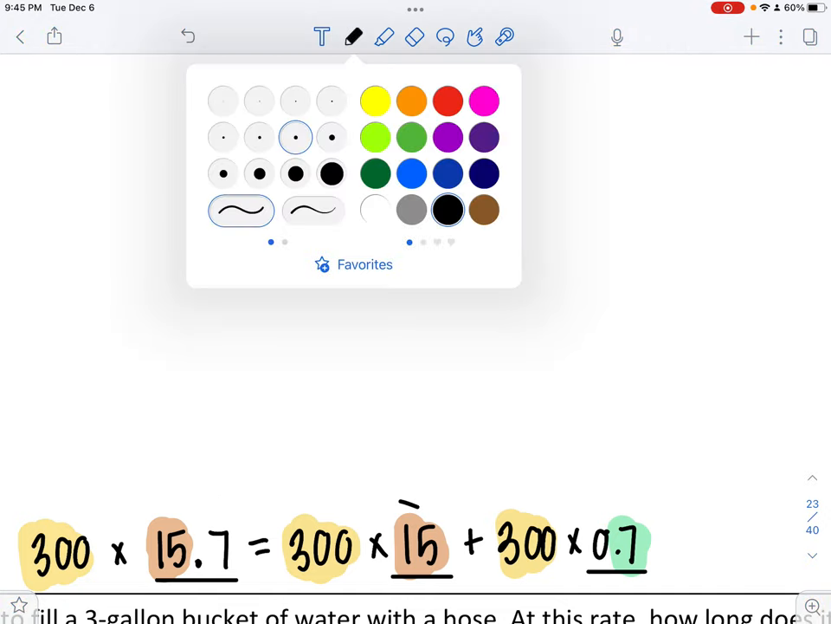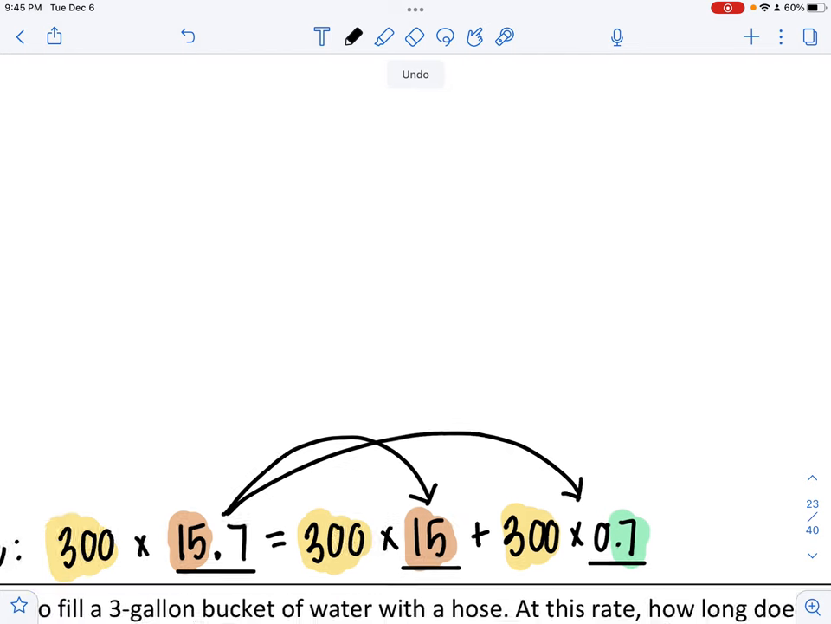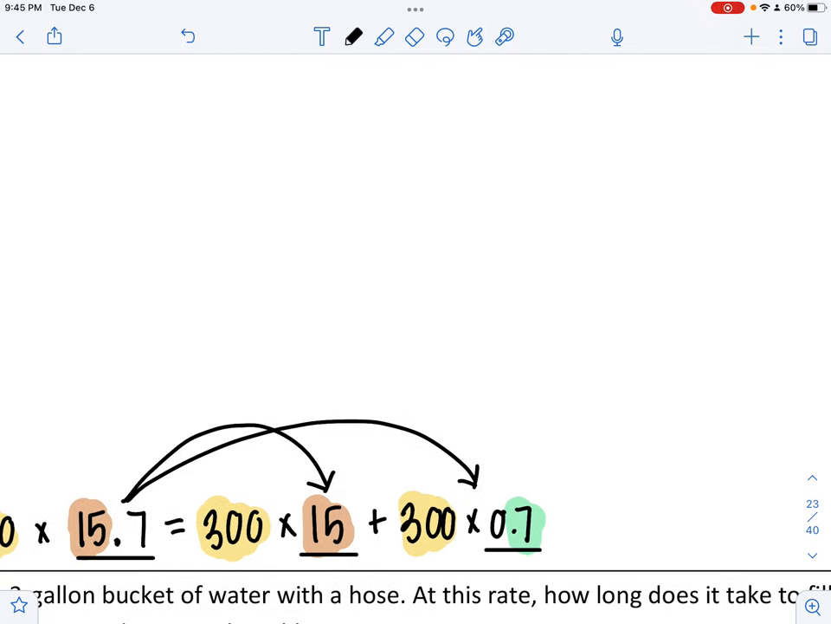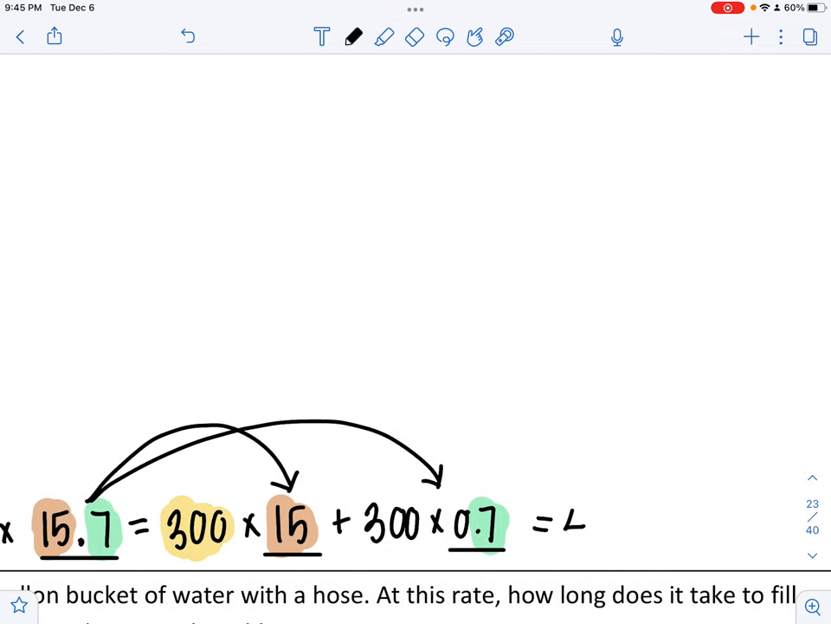300 times 15. Stick with me here. 300 times 15, like I said, 3 times 15 is 45. Got to add those two zeros, so 4,500.